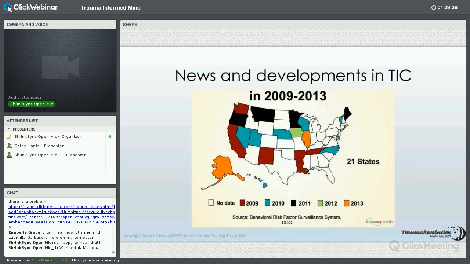So this is a graphic regarding the ACE and what's happening with the ACE around the country. There are states that are using the ACE study and doing their own versions of it. So this is what was happening just a couple of years ago.